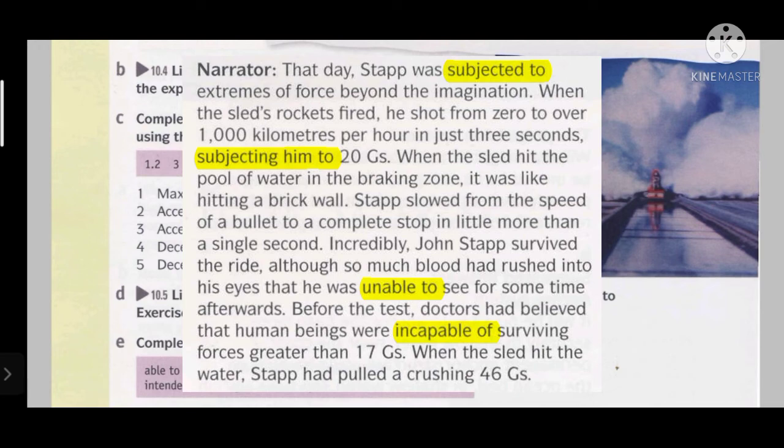Before the tests, doctors had believed that human beings were incapable of surviving forces greater than 17 Gs. When the sled hit the water, Stapp had pulled a crushing 46 Gs.